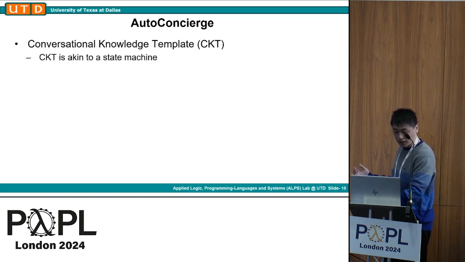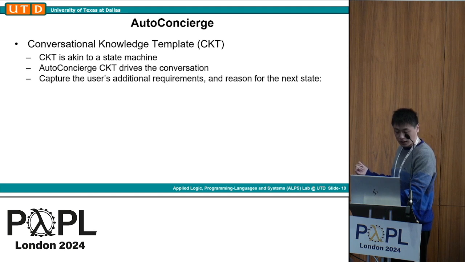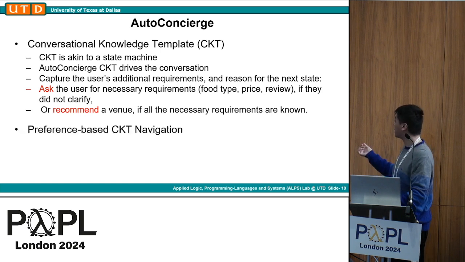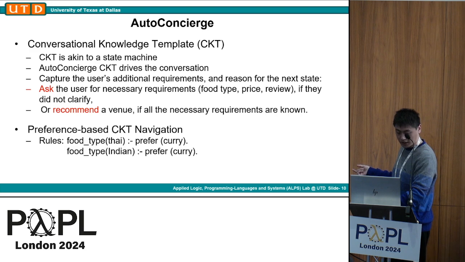Then we'll talk about the CKT. The CKT is, as I said, very much like a state machine, like the AutoConcierge to drive the conversation, and it captures the user's additional requirements and reasons for the next state. So the next state means whether to ask or to recommend. And then we have the preference-based CKT navigation, which simply says if you like curry, then you are either looking for Thai cuisine or Indian cuisine.